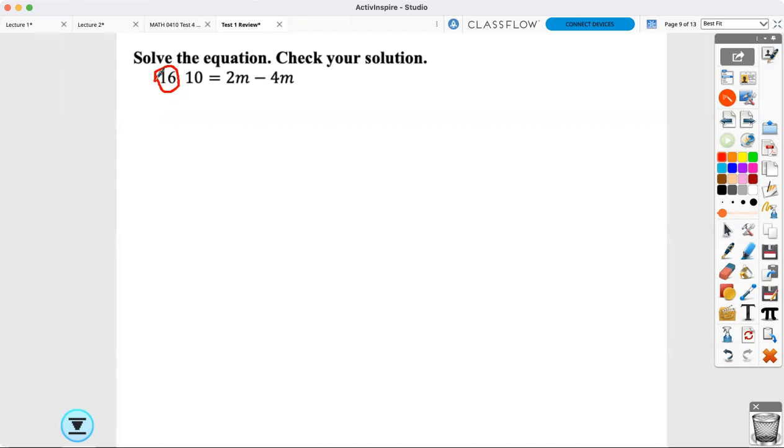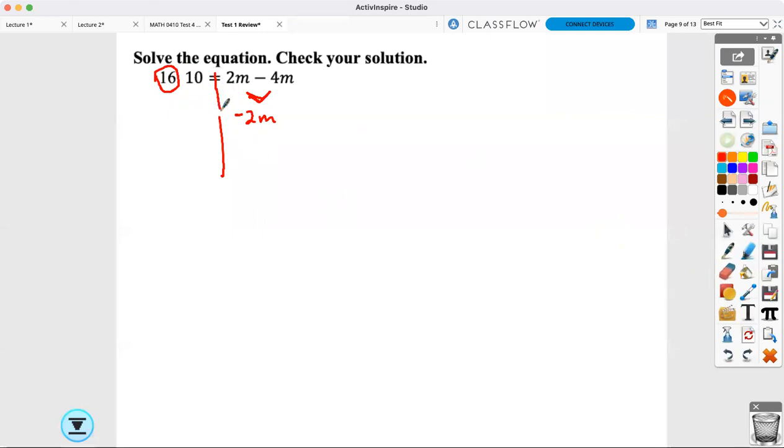So on number 16, class, first things first, draw the line on the equal sign, right? The left side's by itself, 10, so we can just bring that down. But on the right side, the m's, we can do what to these m's? What's the phrasing called? Combine like terms. So 2m take away 4m is negative 2m. And we have the equals 10 and move that down.